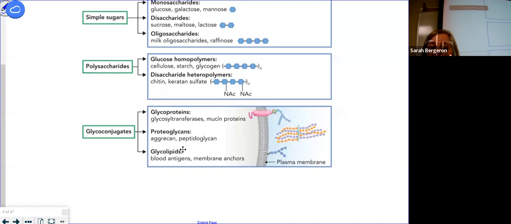Then you can have glycolipids. Glycolipids, we don't really talk about the quantity. We just have one general classification where we say it's a lipid and a sugar. So the one that you probably heard about but didn't really connect as a glycolipid are our blood antigens, right? Our ABO blood groups. Did we talk about that one? A little bit? Yeah, a little bit.